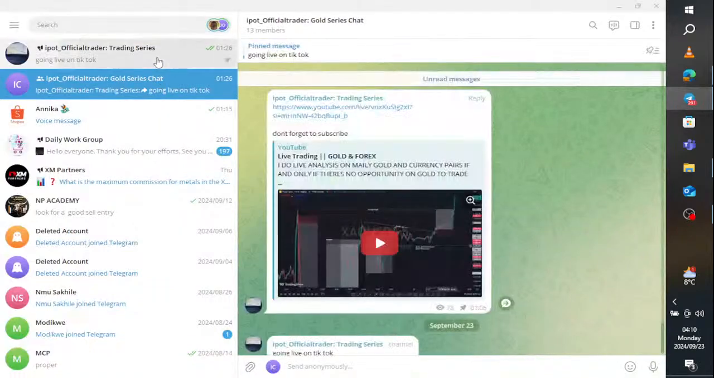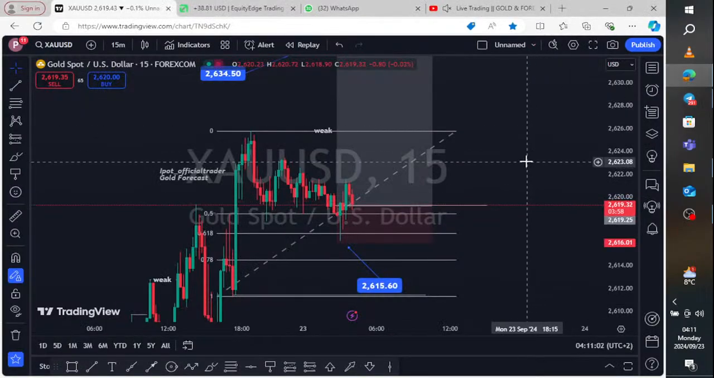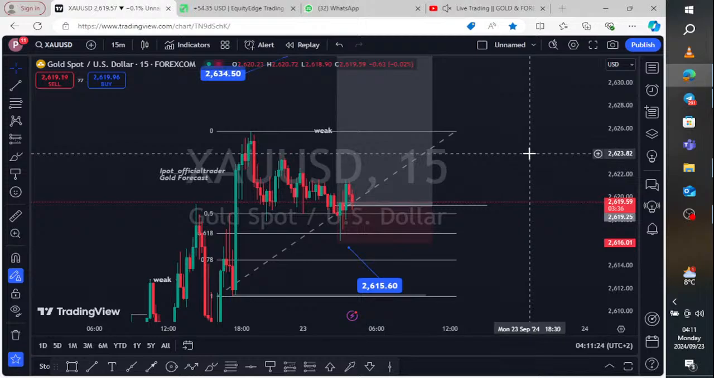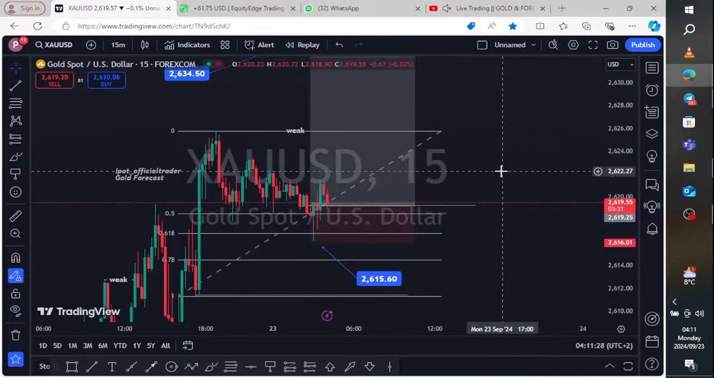Unfortunately, in the Telegram channel I'm not going to share any setup today. In the Telegram channel I will share a setup probably during the week, but not anytime soon. I'll only be sharing setups in the VIP group because I need to cater.